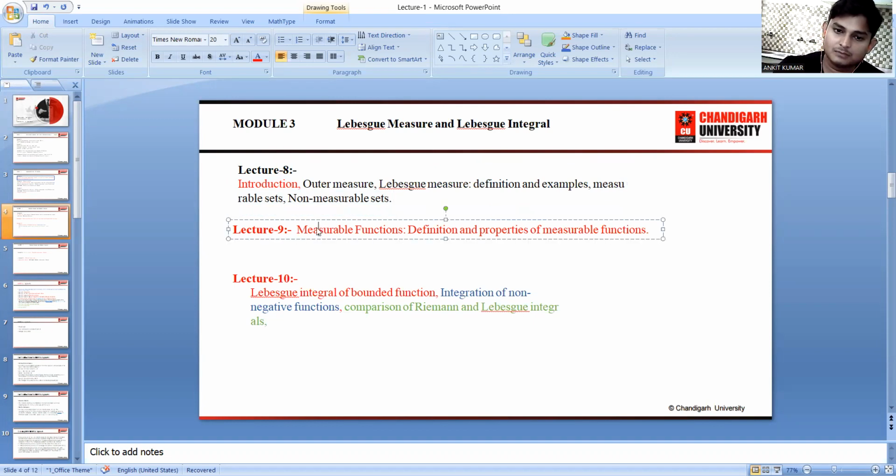In lecture 9, it is the most important measurable concept. Based on measurable sets, we will cover what a measurable set is and what the necessary condition for a measurable set is. As said, in lecture 9, I will cover measurable functions. What is the difference between measurable sets and measurable functions? What are measurable functions? Definition and properties of measurable functions. What are the necessary conditions for measurable functions?